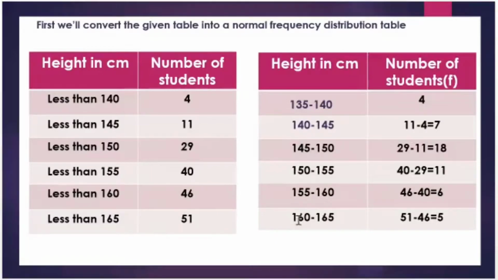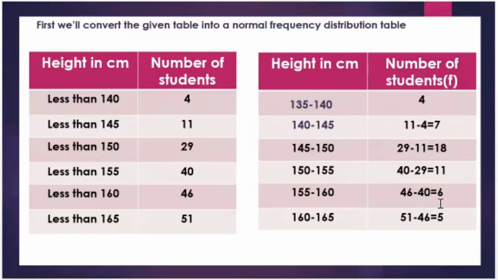If I want to find out the number of students for each consecutive class interval, then the first one remains as it is, as 4. The next, for the class interval 140 to 145, I subtract 4 from 11 to get 7, then 11 from 29 to get 18, then 29 from 40 to get 11, then 40 from 46 to get 6, and finally 46 from 51 to get 5. So this is how I get the number of students.